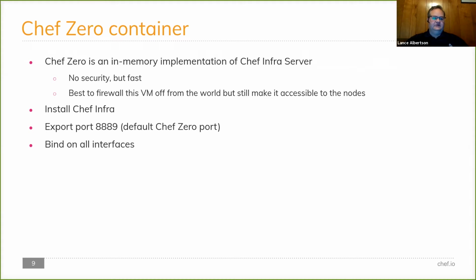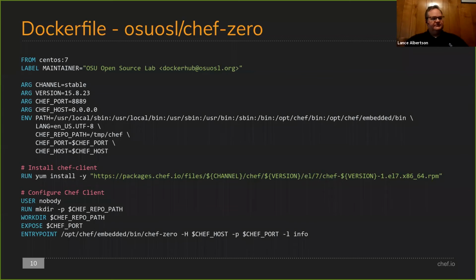And the container is really simple. I install Chef Infra, I expose the port that Chef Zero is on, and I bind it on all interfaces. So here's what the Dockerfile looks like. I have the name of the container that we already use. You're free to use it, or you can use your own. But basically, I just install it like I normally would, and then I just have the entry point be Chef Zero, and I open it up, and everything just works.